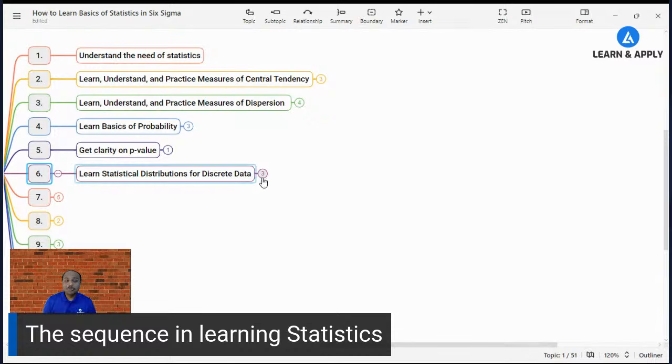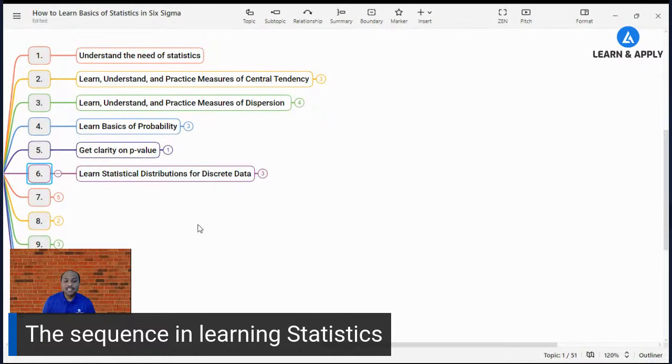Learn statistical distributions for discrete data. Again, there are different types of data we need to understand: discrete and continuous data. So what is the difference between them? And for discrete data, what kind of statistical distributions do we have?